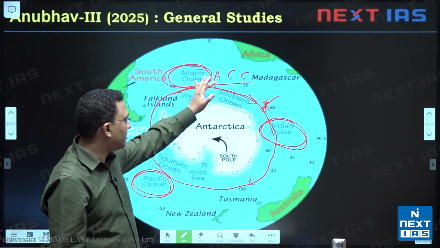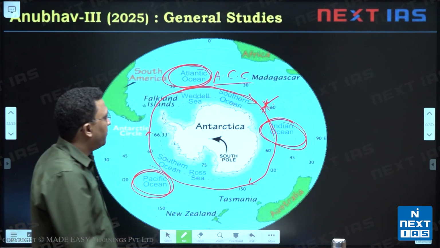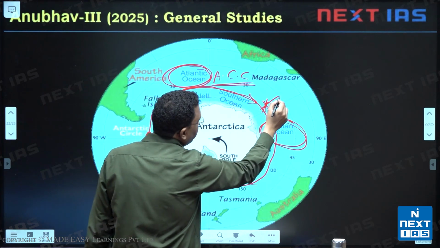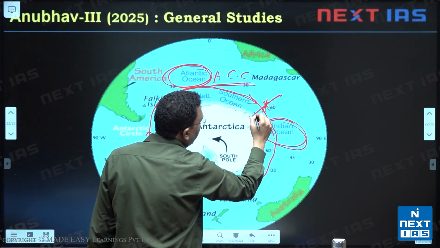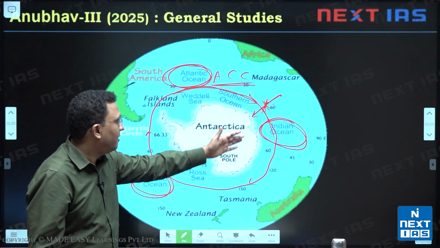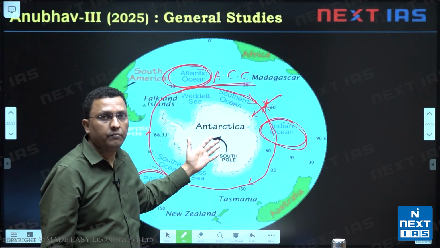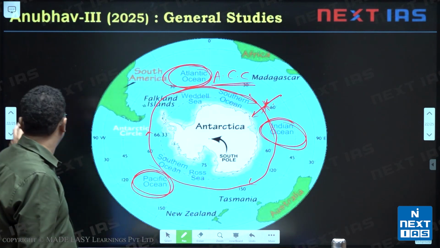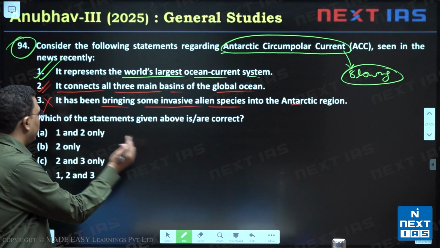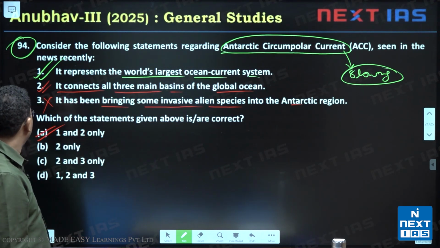But because these currents are slowing down, scientists are apprehending that because of slowing down of this current, invasive alien species will now be able to enter into Antarctica, right? So this current as such does not bring invasive alien species. This in fact prevents them from entering into Antarctica. So the third statement is not correct. First two is correct. The correct answer here is A, 1 and 2 only, right?